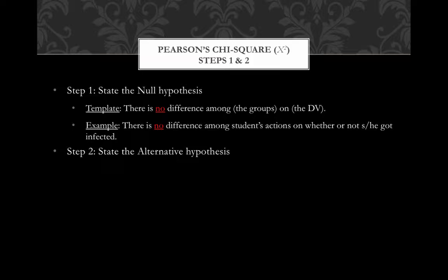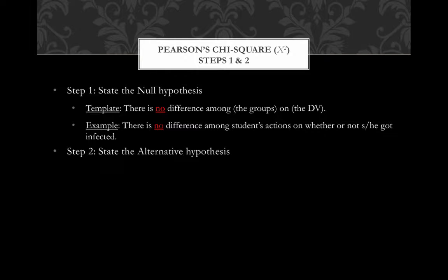But stating the alternative hypothesis, this is where it becomes a little tricky. How many groups do we have? How many options are there for students' actions? Do you remember? We have run and hide, 1, fight, 2, scream, 3, and call and text somebody, 4. Because we have 4 different groups, I want to see, is there a difference among these groups on whether or not someone got infected.